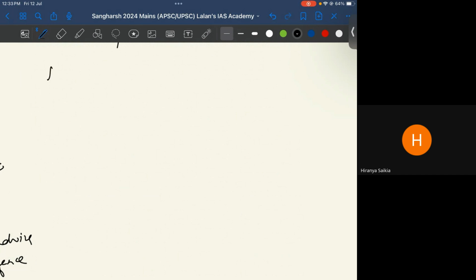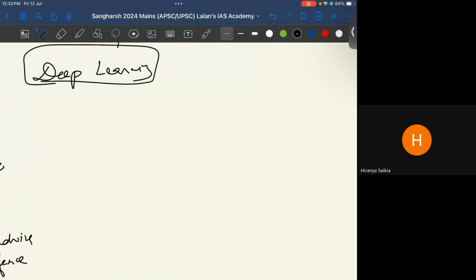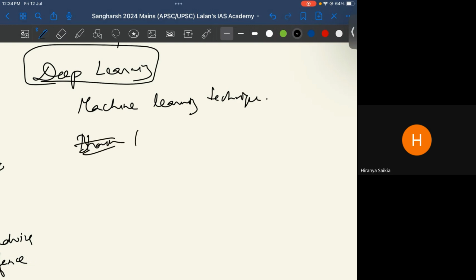When we talk about deep learning, machine learning comes in. What is deep learning? This is a definition. Deep learning is basically a machine learning technique, and it is basically trying to mimic how the human brain filters information. The way our brain filters information, it is typically trying to mimic the human brain.